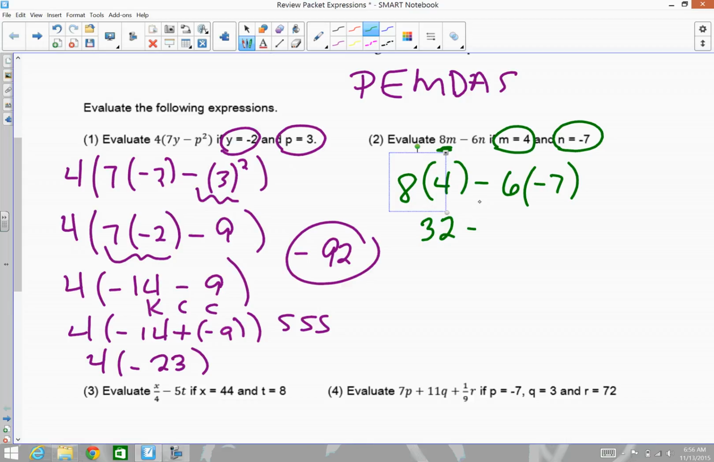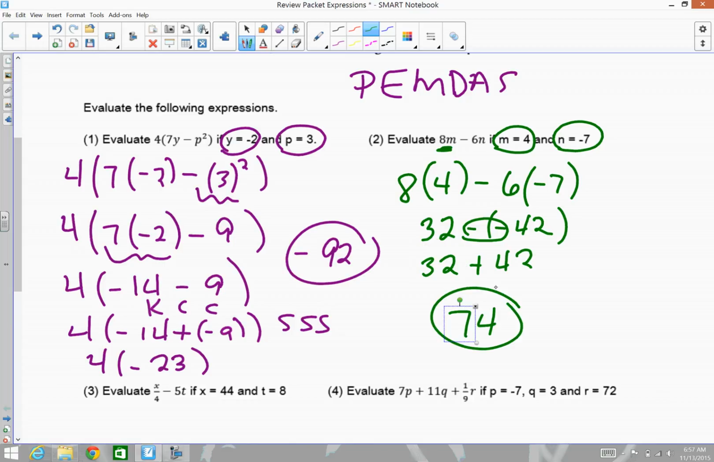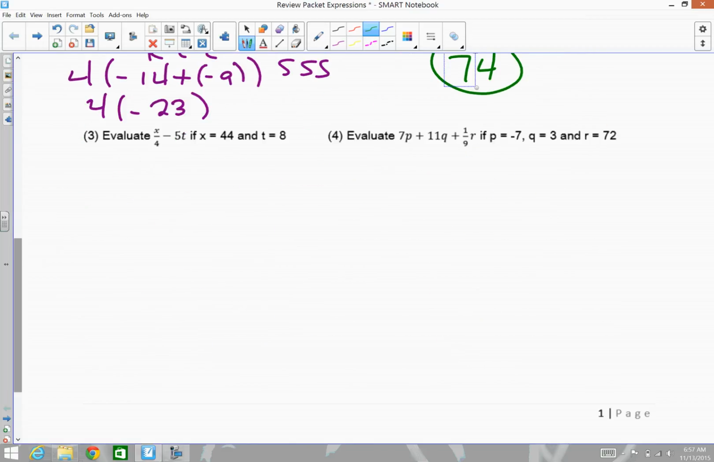well, I'll do it this way. 6 times -7 is -42, but then recognize that double negative is really a positive. We get 74. Okay, next question.